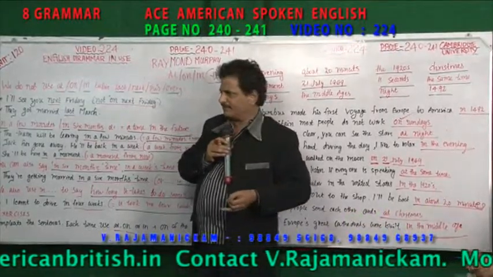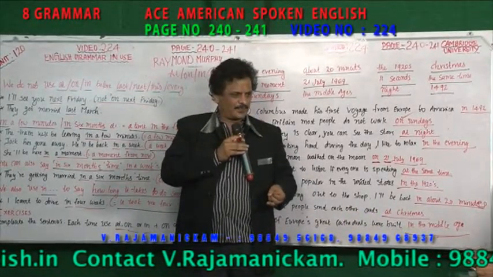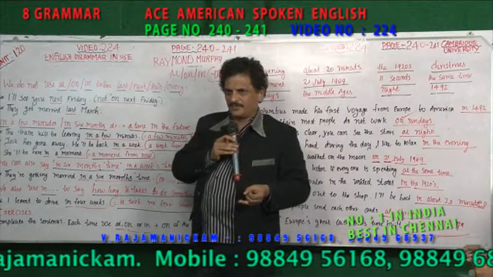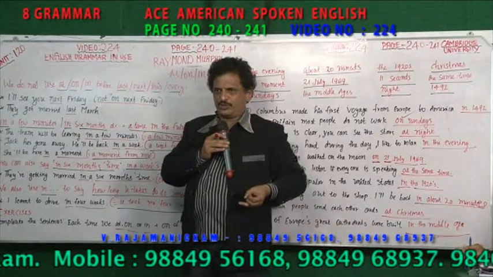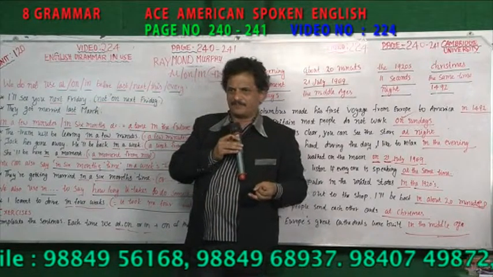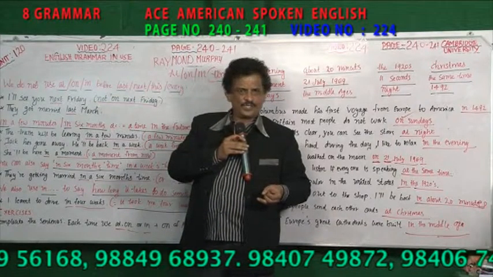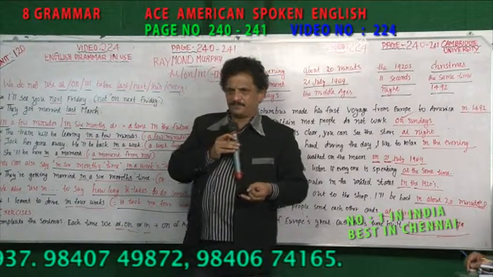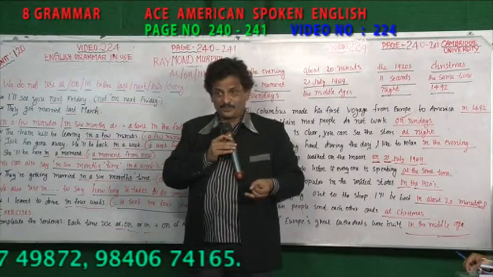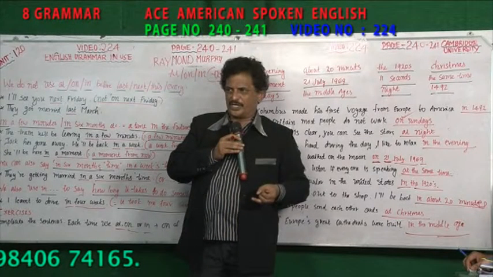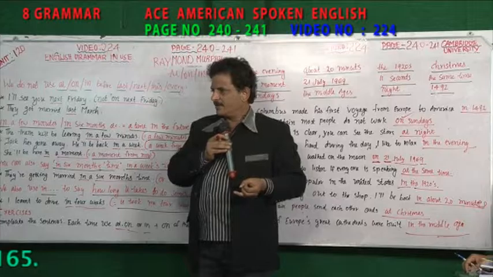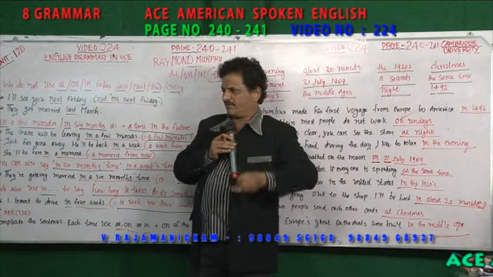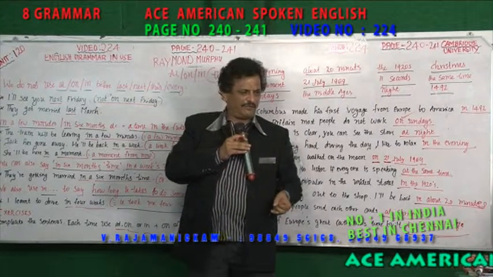Any other prepositions of time and place? Can you say any prepositions used for time and place? From, we have already used. "For": he gave a pen to me for writing, right? I'm waiting for you.